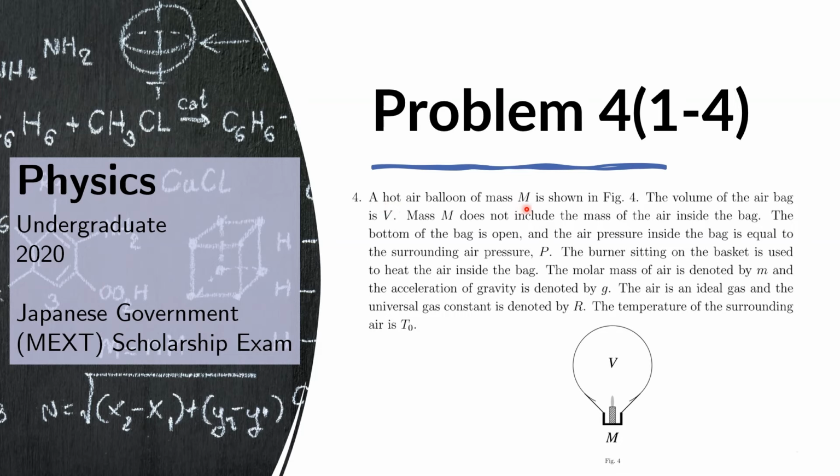A hot air balloon of mass m is shown in figure 4. The volume of the air bag is V. The mass m does not include the mass of the air inside the bag. The bottom of the air bag is open, and the air pressure inside the bag is equal to the surrounding air pressure, P. The burner sitting on the basket is used to heat the air inside the bag. The molar mass of the air is denoted by lowercase m, and the acceleration of gravity is denoted by lowercase g. The air is an ideal gas, and the universal gas constant is denoted by R. The temperature of the surrounding air is T sub O.